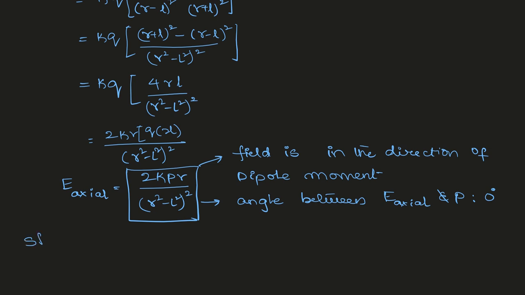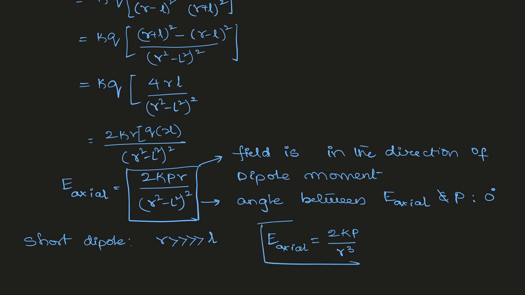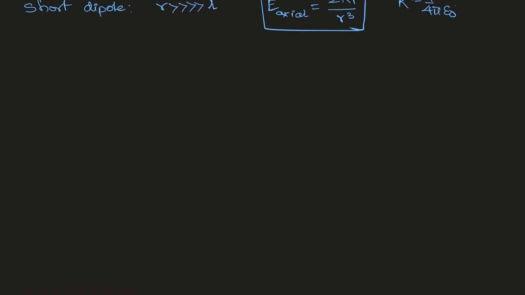And here we'll have one point called short dipoles. If it is mentioned like this about a short dipole, that means the distance of the point from the dipole is very large, or else the length of the dipole is very small, then in the denominator we can ignore this L. So the axial field due to a short dipole will be equal to 2kp by r cube, and of course here k is nothing but 1 by 4 pi epsilon naught. So you can expect some questions based on this short dipole also. This is the electric field at an axial point due to a short dipole.